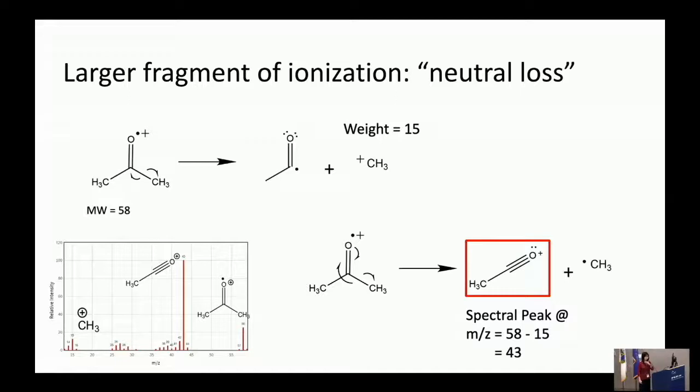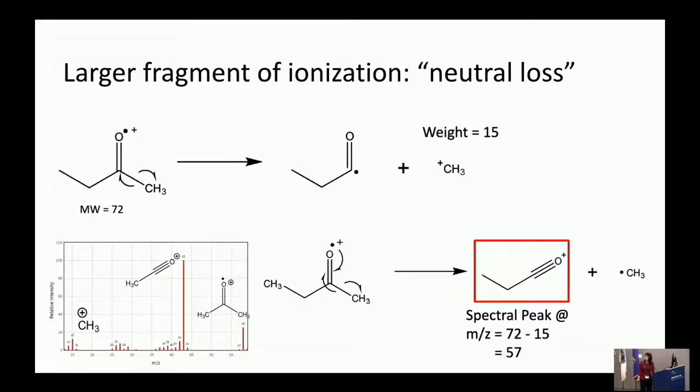Now, what happens if I consider the same event for a larger molecule? For a larger molecule, your molecular mass is 72, and if the positive charge goes on the smaller fragment, then you still have a mass at 15. But if the positive charge goes on the larger fragment now, then this is the same fragmentation event, but now the peak occurs at 57, just because the molecular mass of the molecule is different.